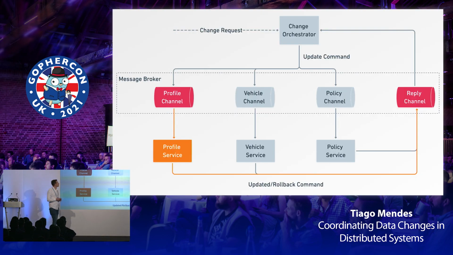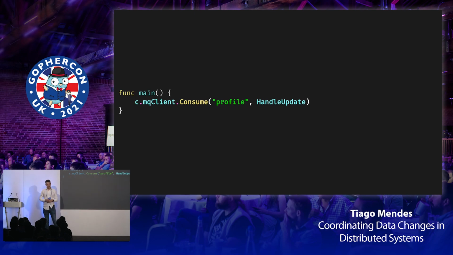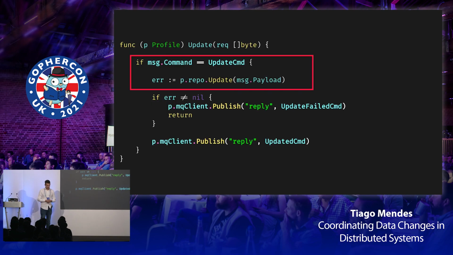So moving on to our profile service. Now our profile service received a message in this profile channel to change its data. So how does it work? Again, we set our profile service to consume the events that are coming into this channel, and we handle the update of this data. And that means that we have this update handler function, and when a request comes, we see what the command was that was given. And if it was an update command, we simply do our update. So this does a database update.